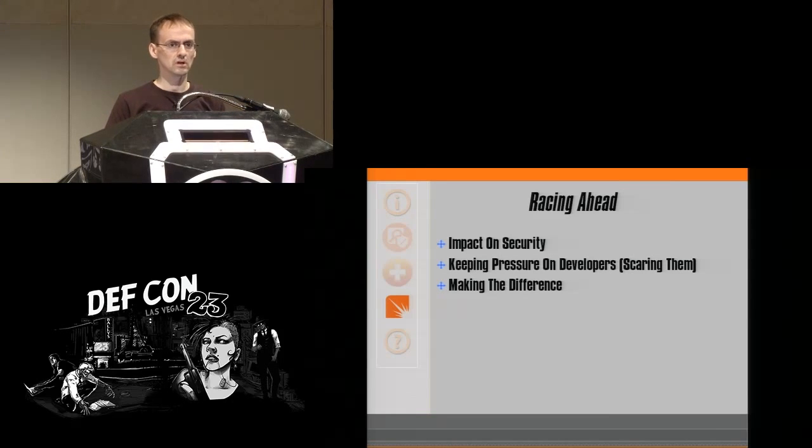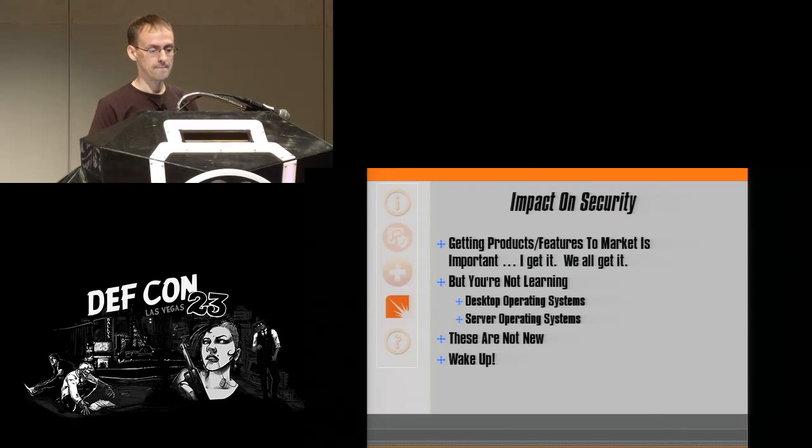You're seeing something here that's familiar, right? You're seeing vendors race ahead. And we want to talk once again about impact on security and keeping pressure on the developers, which is why we're here, right? We're here to freak them out, sometimes upset them, and talk about the difference that we're trying to make. Getting products and features to market is important. We get it, we all get it, right? They're there to make money, and they have to be out there first.